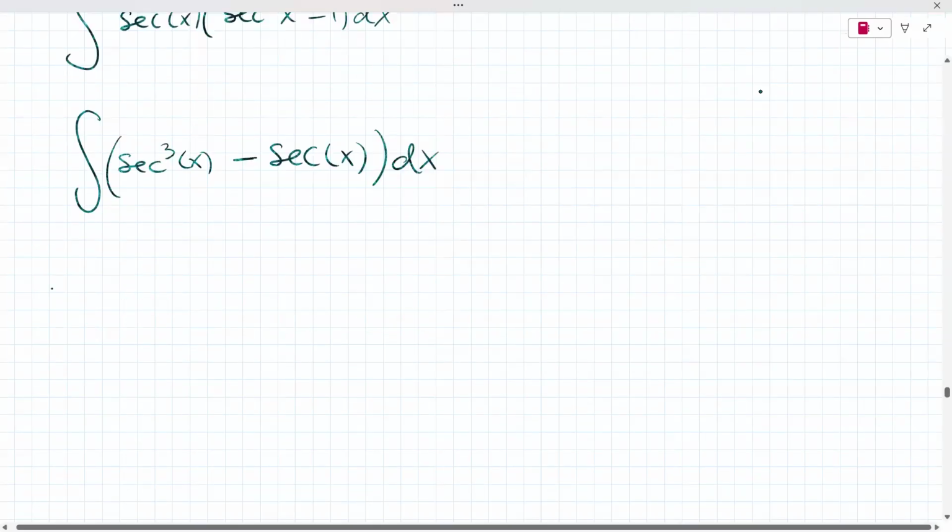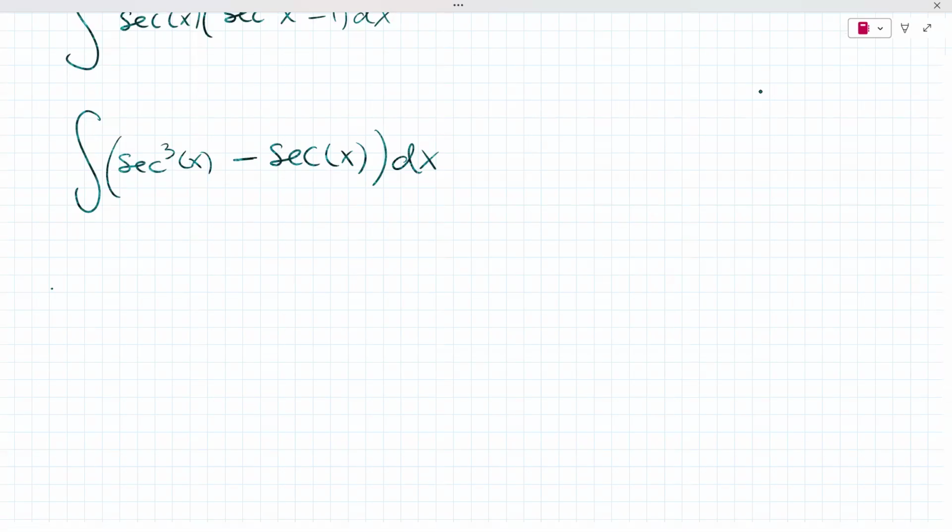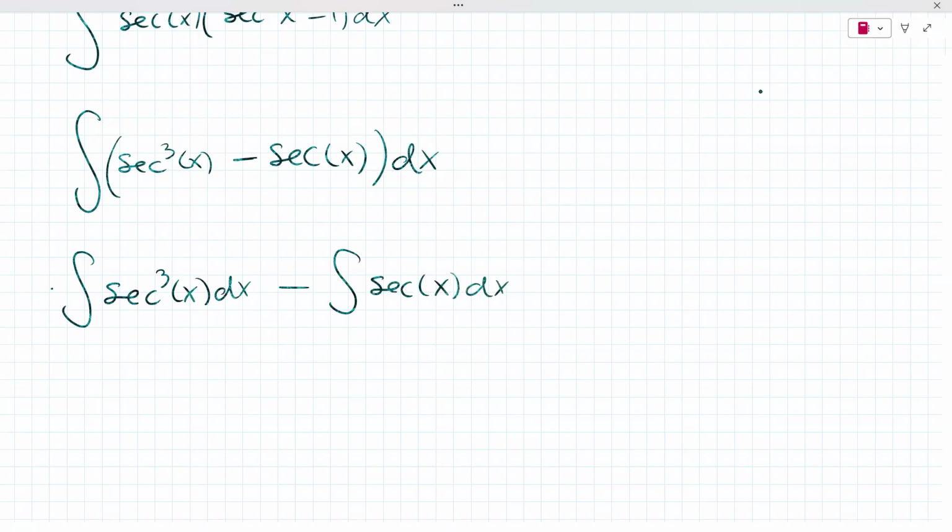So how would I take the integral? There's a minus right in the middle, so maybe I can separate it into two separate integrals. So I could say the integral of secant cubed of x dx minus the integral of secant of x dx, right? And what else could I do?